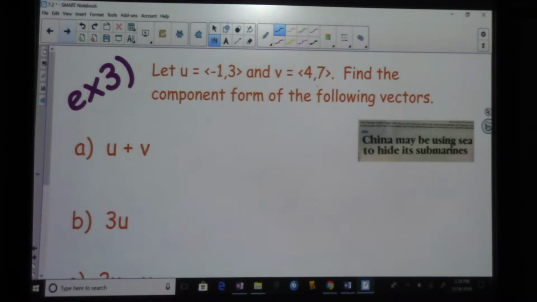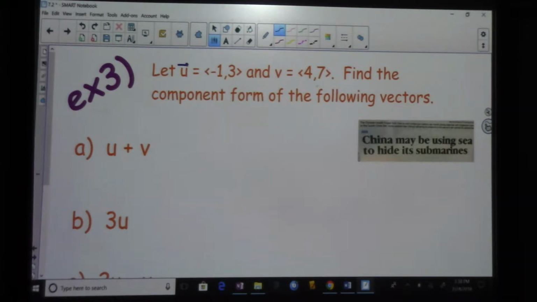Okay, so here's some pretty easy questions. You have a bunch of these in homework. Let U be a vector, so if you want to draw the arrow above it, you can. It is the vector negative 1, 3. We can tell it's a vector by the component form, the carets there. And V is 4, 7. We're going to find the component form of other vectors.